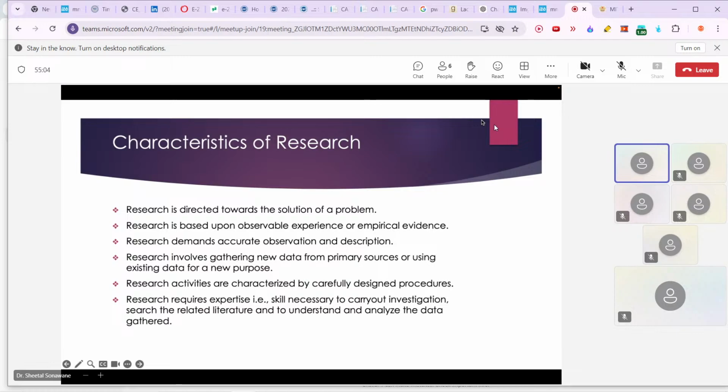It requires expertise. I cannot do research in the medical field because I don't have the expertise, right? I don't have expertise in library sciences as well. So based on your expertise, you can come up with your own observation and your own theory, which is going to help your research. Research requires expertise, that is, skills necessary to carry out investigation, search the literature, and understand and analyze the data gathered. So you must have expertise for the research work, right?